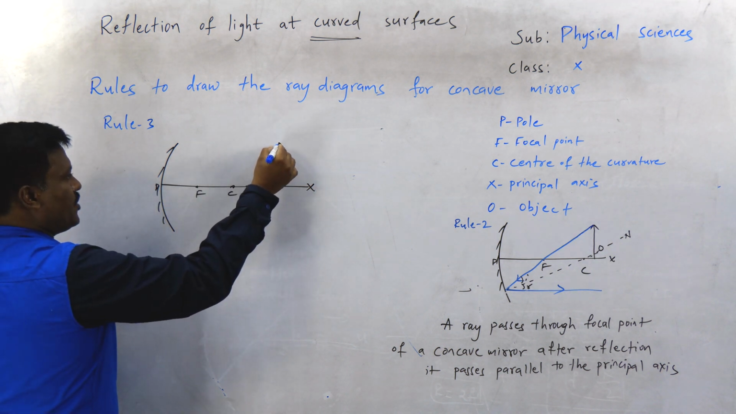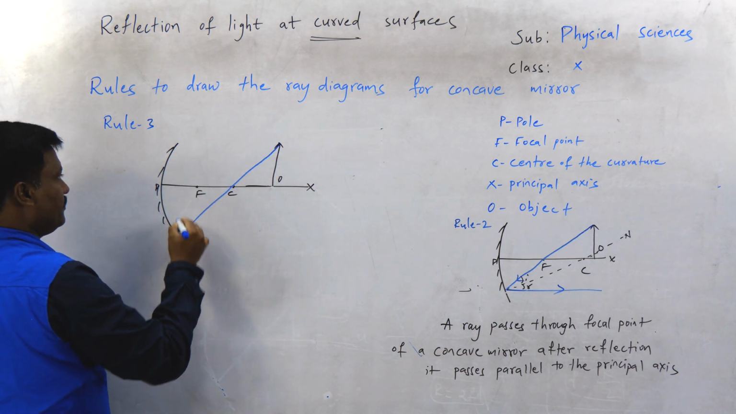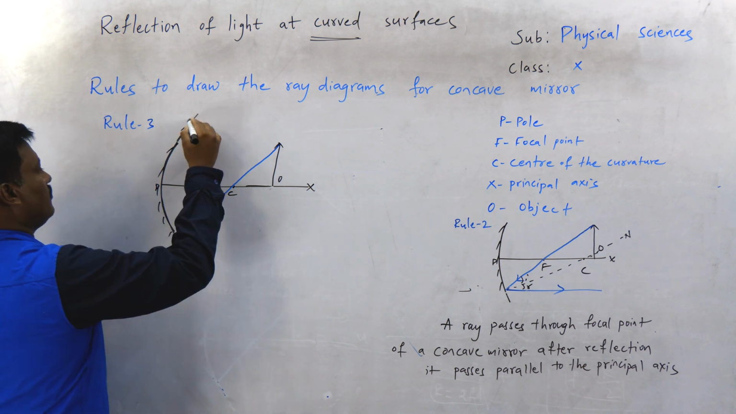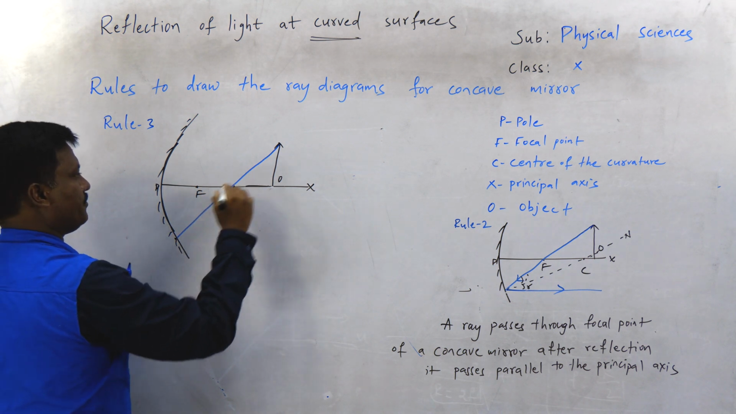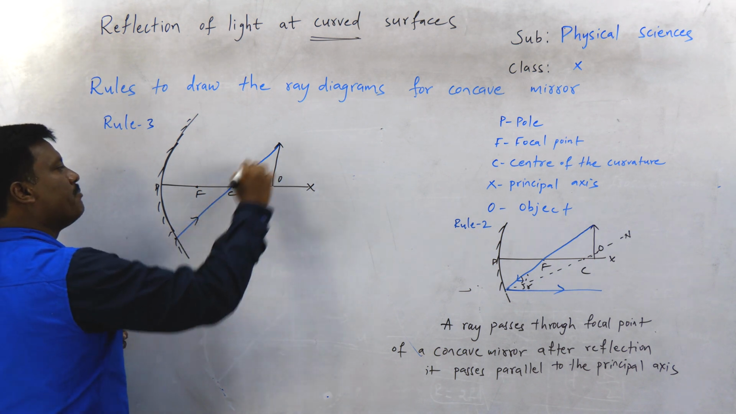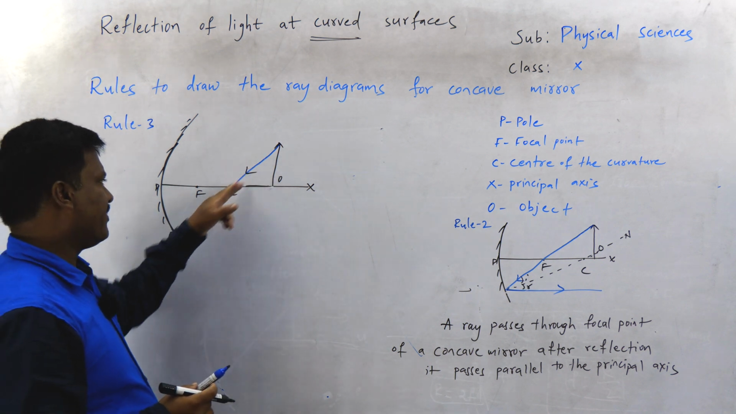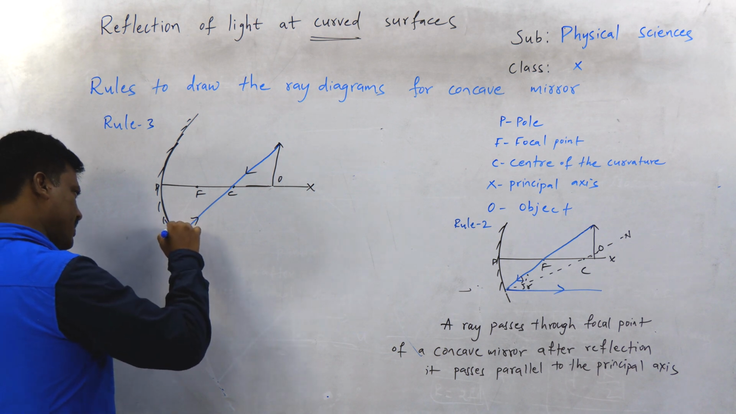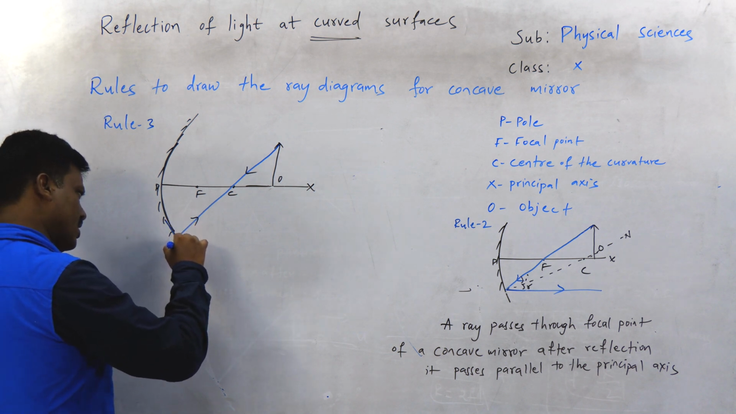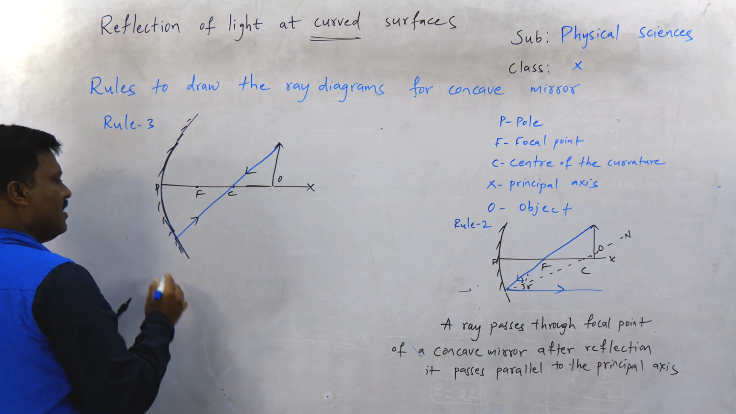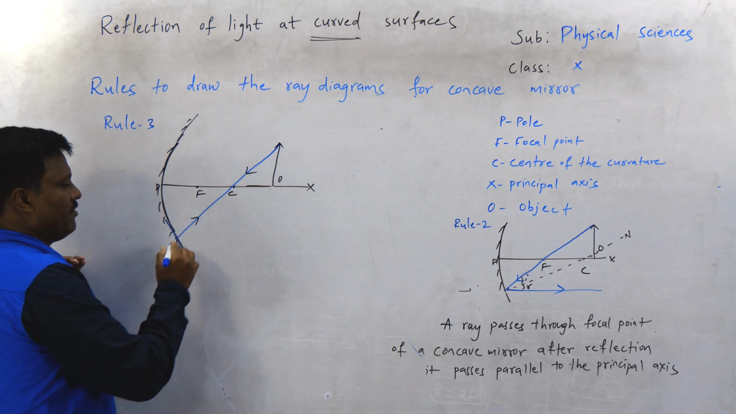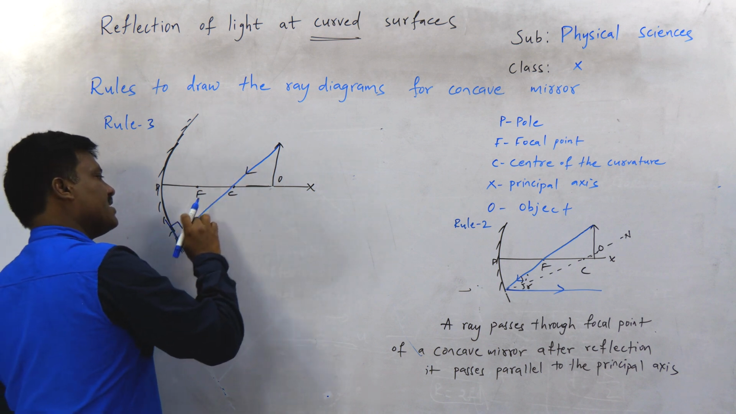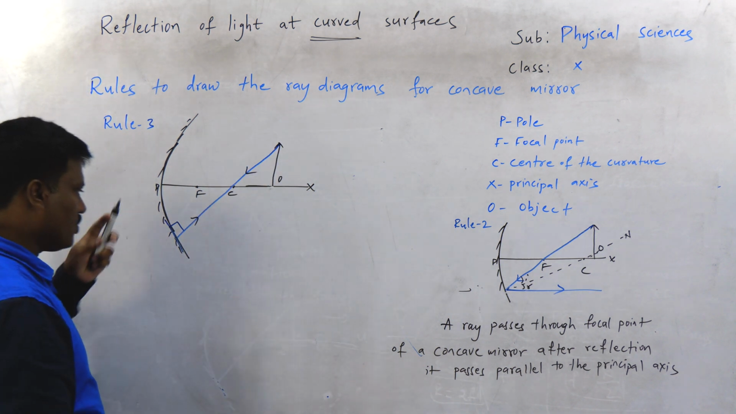See, a ray passes through the center of curvature; after reflection, it traces the same path. Why, sir? Why does it trace the same path after reflection? Because if you draw the tangent here, tangent is a line that touches the circle at only one point. So here the angle is 90 degrees. That is why after reflection the ray traces the same path. Okay. So this is rule number 3.